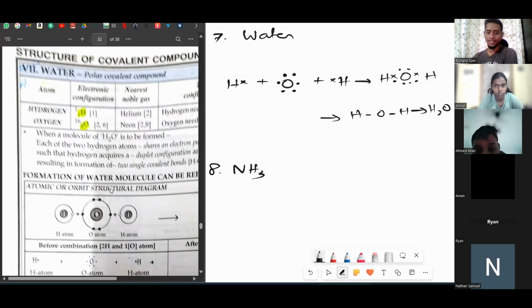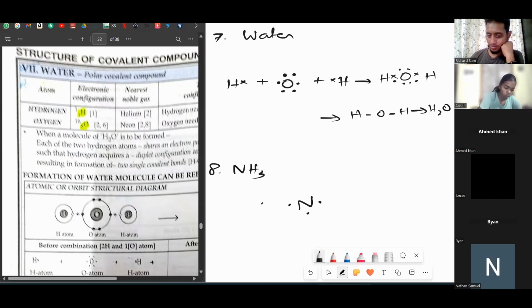So how did you draw it? There's nitrogen in the center, and you have to think like this. Nitrogen has 5 electrons, so it needs 3. It means it has to share 3. So it's sharing 3 with 3 hydrogens. 1 hydrogen here, here.